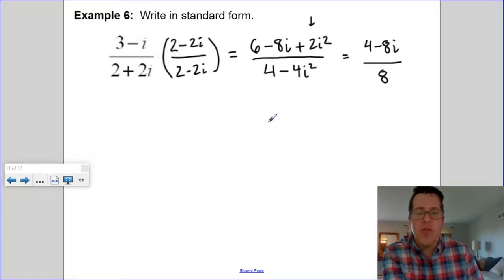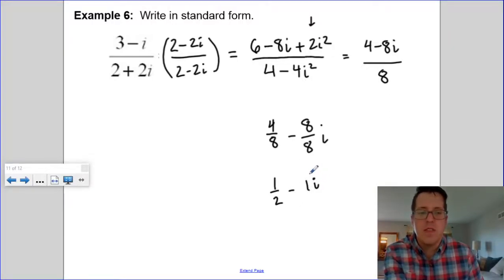And I'm going to write this as 4/8 minus 8 over 8i, which simplifies down to 1/2 minus 1i. You may not need that intermediate step, but it's there for you if you do need it.